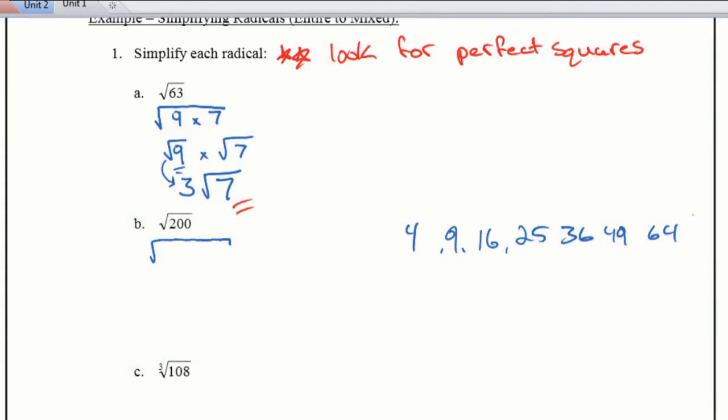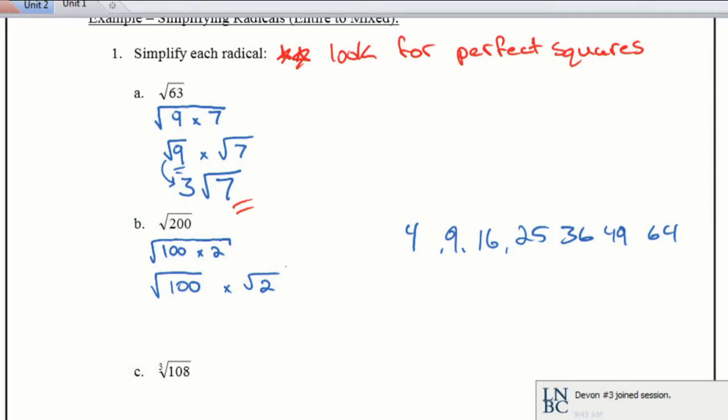So I can do it a couple different ways. I could go 10 and 20 and then break the 10 and the 20 down further. Or I could just say 100 multiplied by 2. Then I write it as square root of 100 times the square root of 2. And I know the square root of 100 is 10, so I get 10 times the square root of 2.